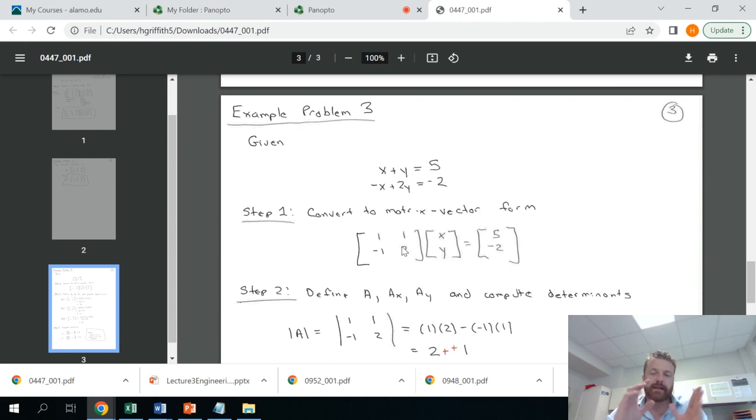Since I chose to structure them x first and y second, my unknown vector gets an x on top, y on the bottom, and then the constant vector on the right side takes on the constant of the first equation, which is 5, and then in the second row, it's minus 2.